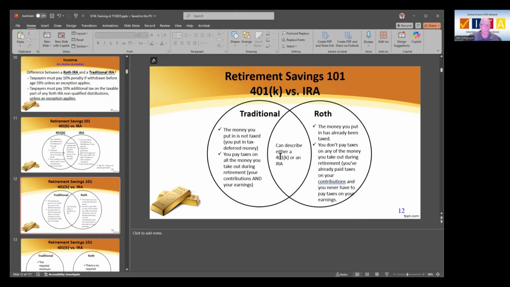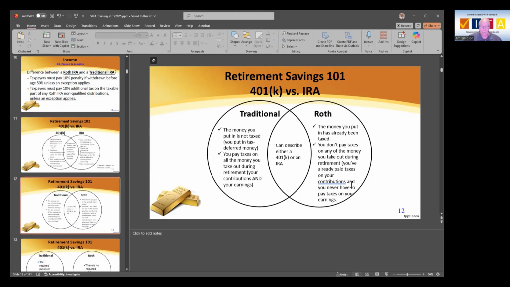Other similarities here too. If you have a traditional 401k or IRA, the money you put in is not taxed. If you're putting money into a regular traditional IRA, you get a tax deduction. It's not taxed. And then you pay taxes on 100% of the money that you take out, both your contributions and your earnings. With the Roth, the money you put in has already been taxed. You don't pay tax on any of the money you take out during retirement.